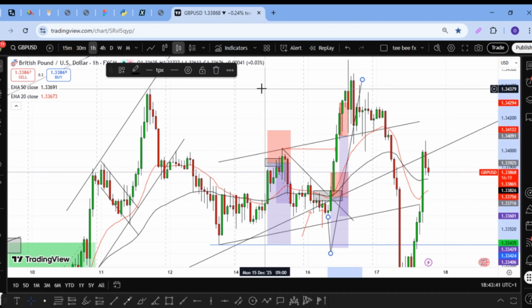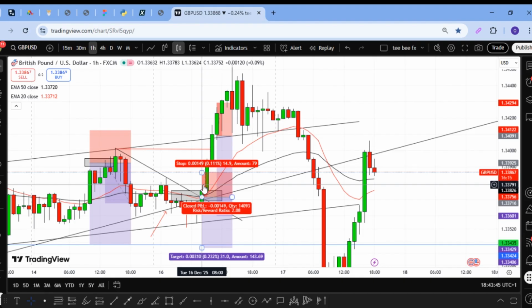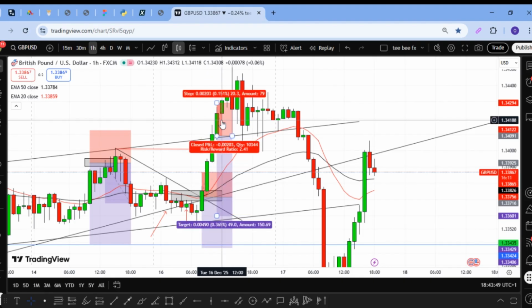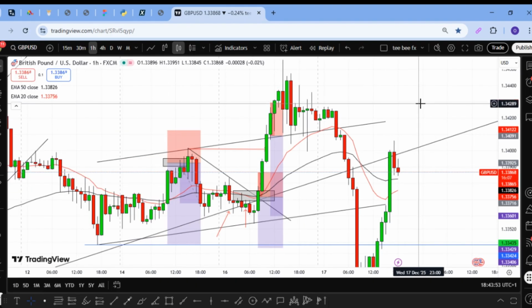yesterday, which was Tuesday. I lost my first trade, $10. I was supposed to lose $5, but I lost $10. The second trade I lost $8. So that was making $18 in total.